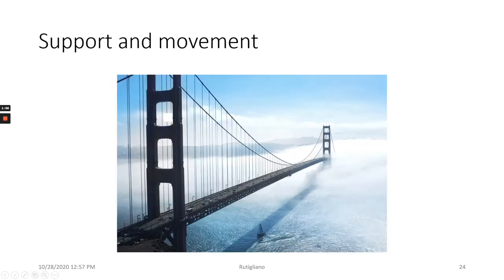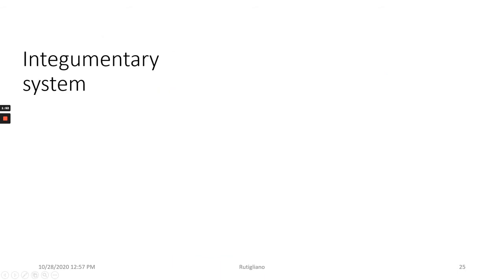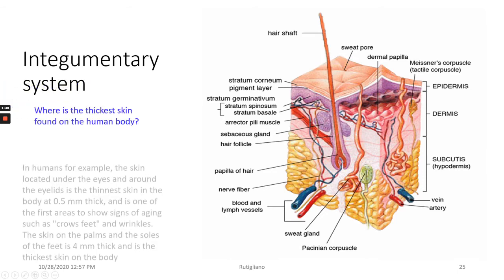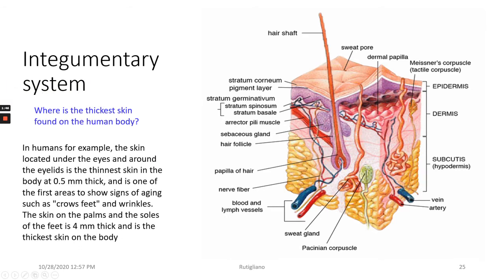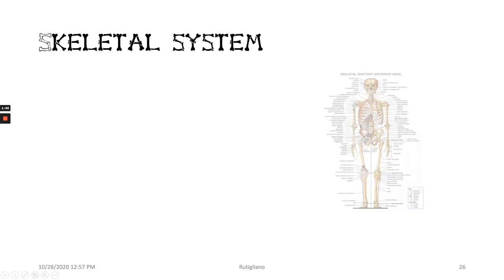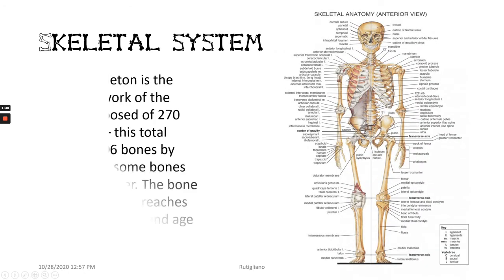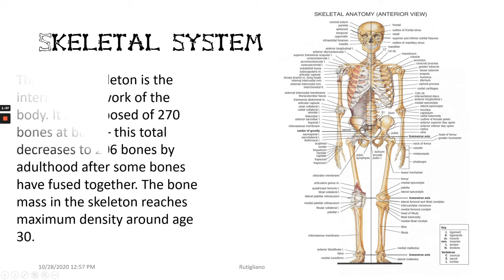Right, and then we're going to be talking about support and movement aspects. So the integumentary system is one of the things that we just finished up, which essentially is our skin. We went through the different layers in skin and its functions. We're currently on the skeletal system. This is part of our support and movement.